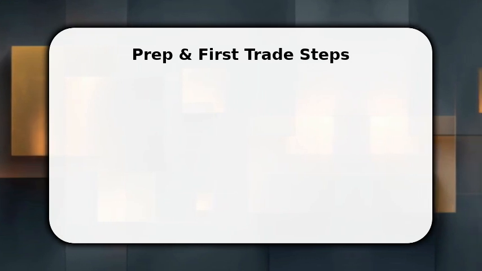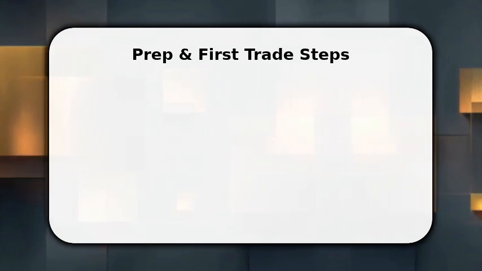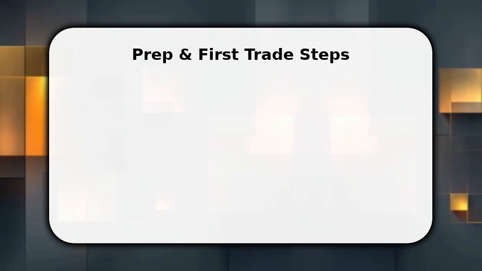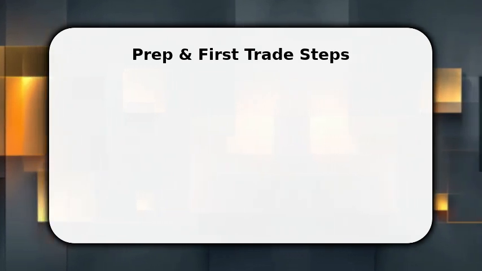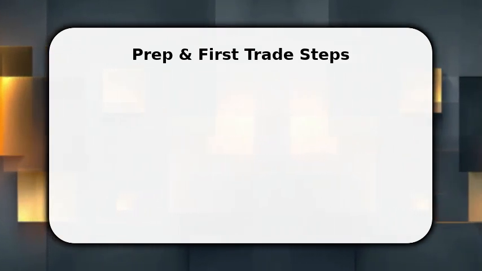This locks risk. Make sure position size equals your 1 to 2% risk rule. Finally, jot the trade rationale so you can review it later and learn from outcomes.